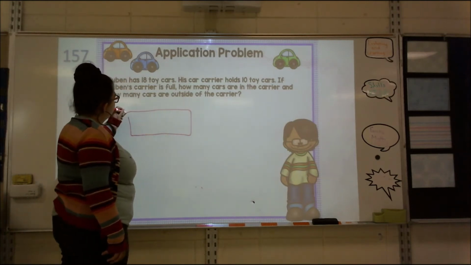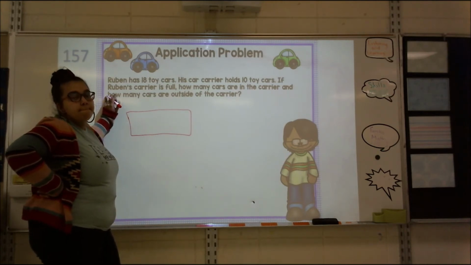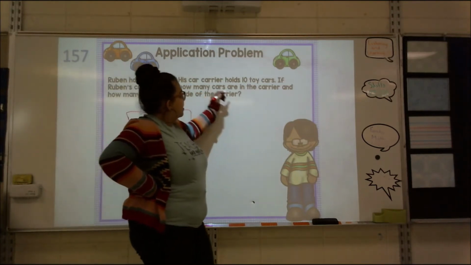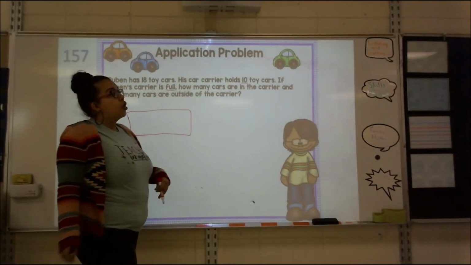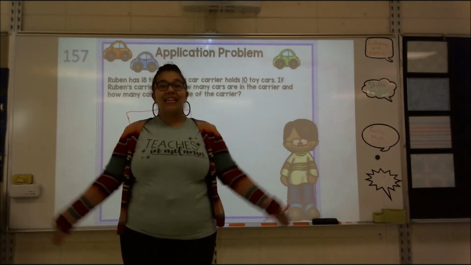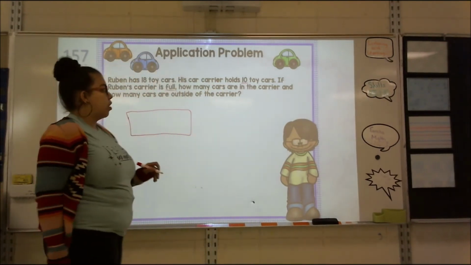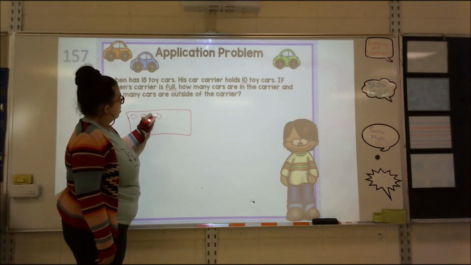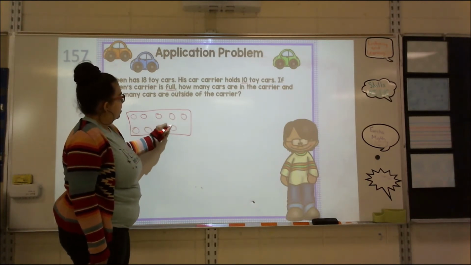What I'm going to draw first is a car carrier. What does that look an awful lot like? Exactly, it looks like a 10 frame. Let's start putting Ruben's cars in there. His carrier holds how many? 10. And it is full. So if it holds 10 and it is full, how many cars are inside of the carrier? 10 cars. So let's draw to represent the 10 cars inside the carrier. 1, 2, 3, 4, 5, 6, 7, 8, 9, 10.